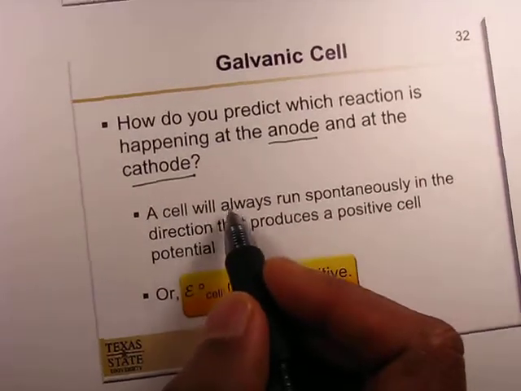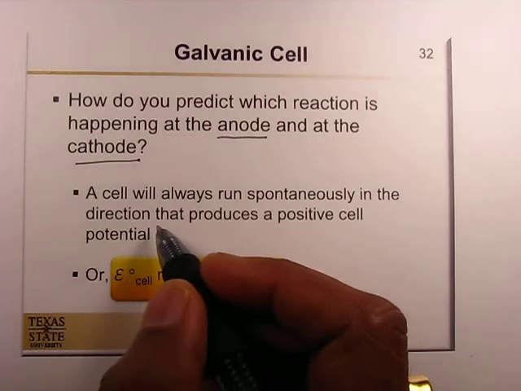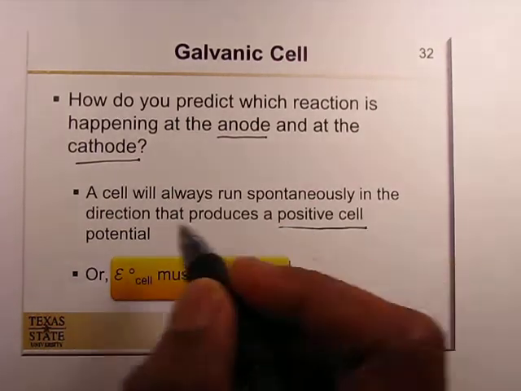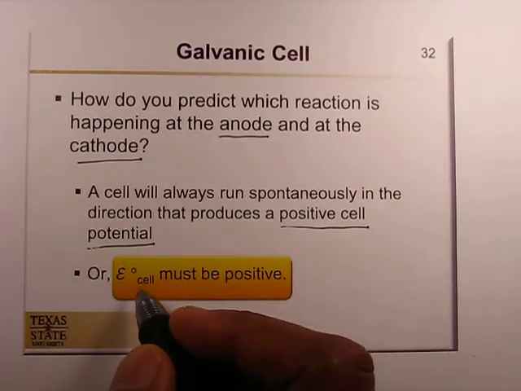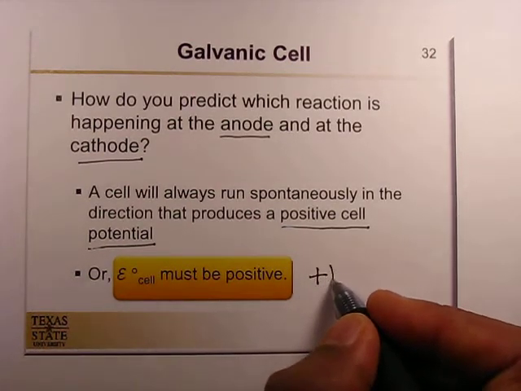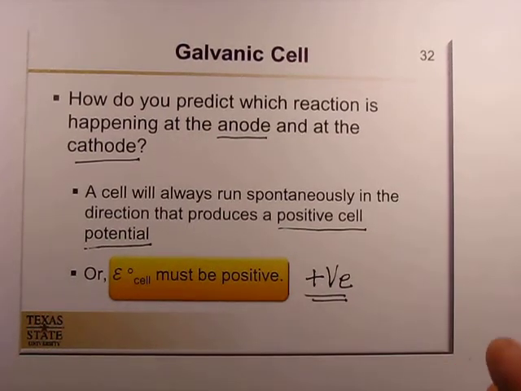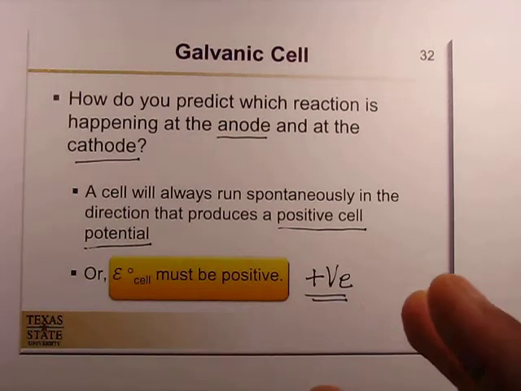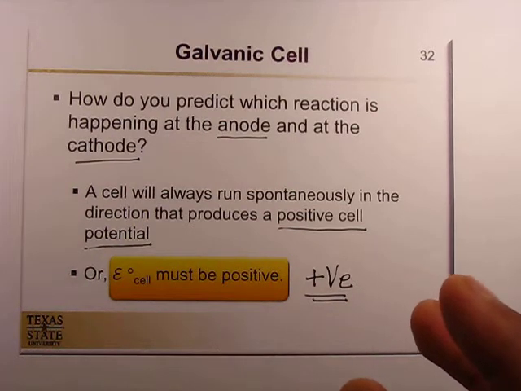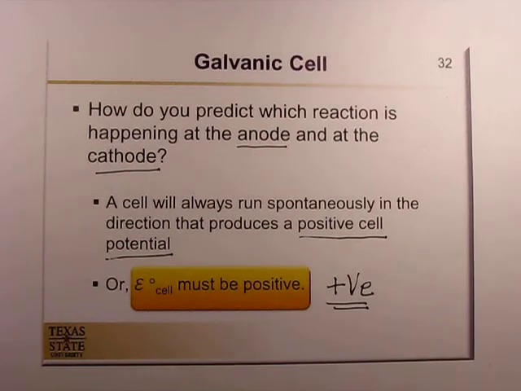A cell always runs spontaneously in the direction that produces a positive cell potential. So one thing is important: whenever we calculate the E cell, it must be positive at the end. If you are adding reduction potential and oxidation potential in such a way that E cell comes out positive, then it is correct, and if it is not coming out positive, it means there is something wrong.